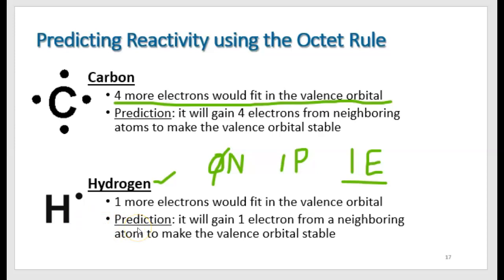Electrons don't like to be alone, so one more will fit in this first one, and I predict that it's going to want to gain one because they don't like to be alone. So my prediction is a neighboring atom somehow will donate its electron, or the hydrogen could lose this one too. That would equal chances of losing one or gaining one.